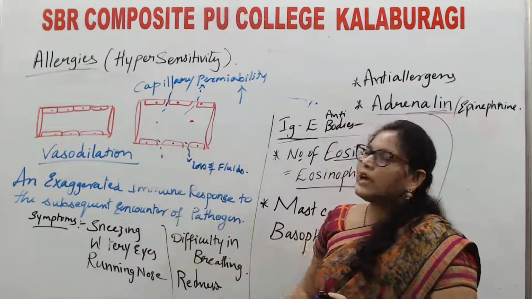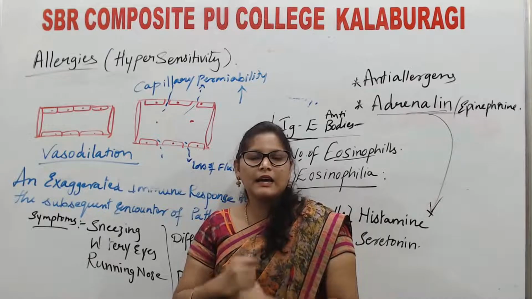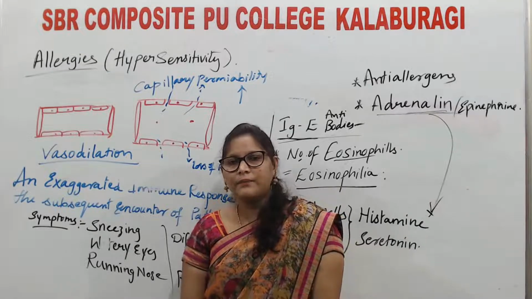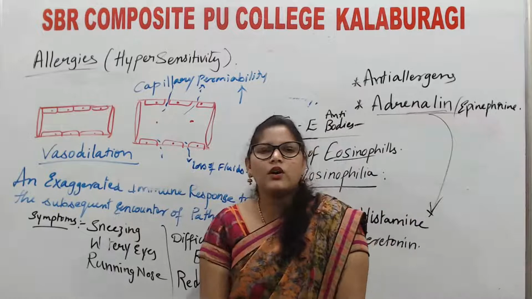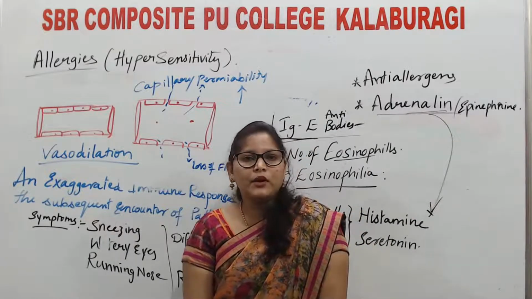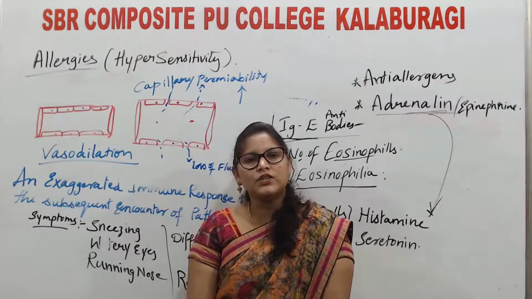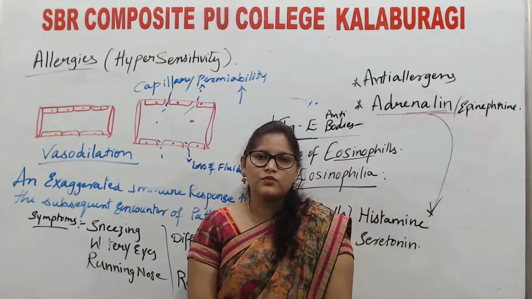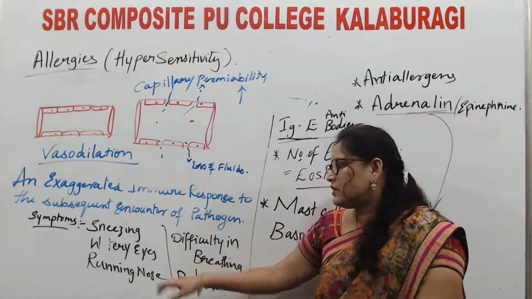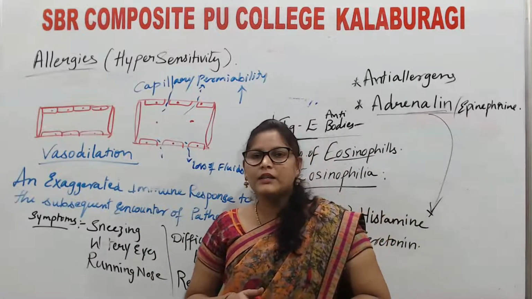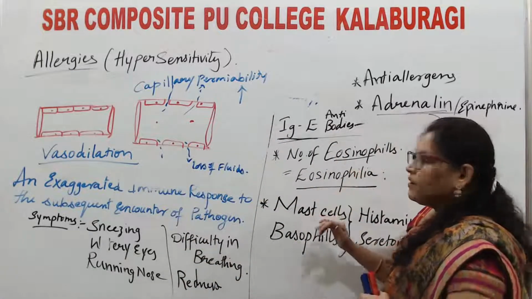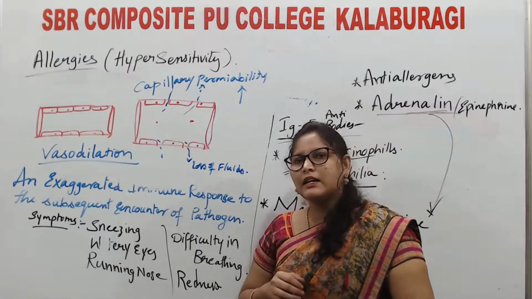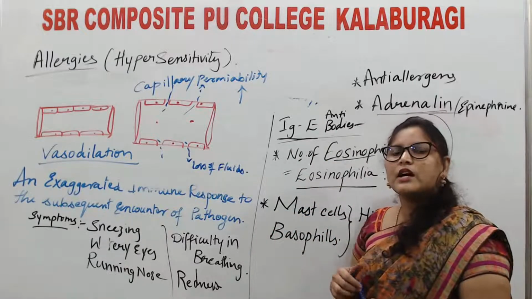Okay. So once again, a brief recap of allergy. Allergy means the exaggerated immune response of our body to the subsequent encounter of a pathogen. The agent which is causing allergy is known as allergen. The antibody produced in response to allergy is IgE, epsilon. And the cells that increase are eosinophils. What are the symptoms of allergy? It includes sneezing, watery eyes, running nose and difficulty in breathing, mostly in case of asthma. And the cells responsible for these allergic reactions are mast cells and basophil cells, which secrete chemicals like histamine and serotonin, which are vasodilators.